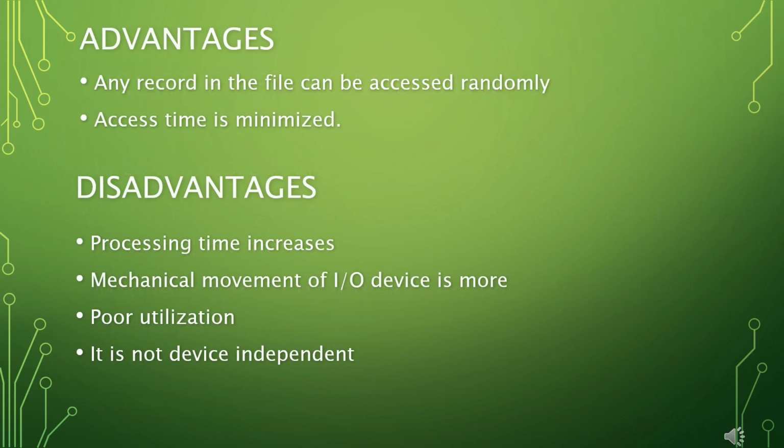So here we come to the advantages of direct file organization. Any record in the file can be accessed randomly and access time is minimized. What are the disadvantages? As the physical address is to be generated automatically, processing time gets increased. The mechanical movement of input-output device is more. Possibility of poorer utilization. It cannot be stored on sequential access devices like magnetic tapes, that is, it is not device independent.